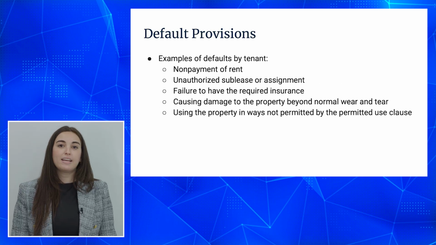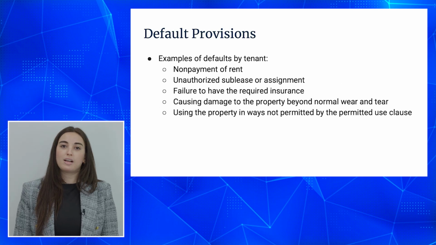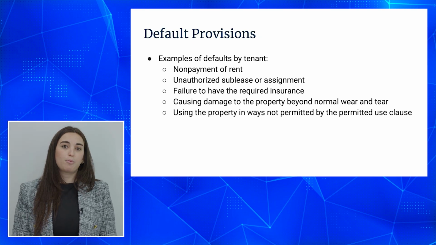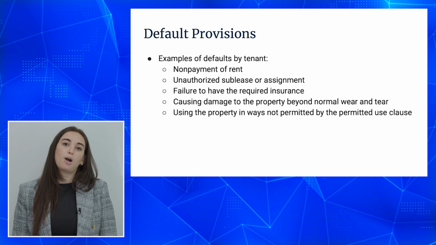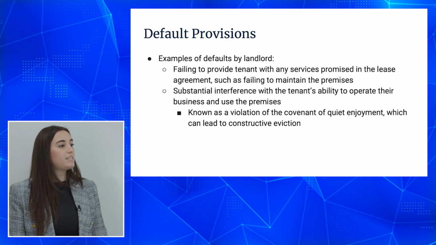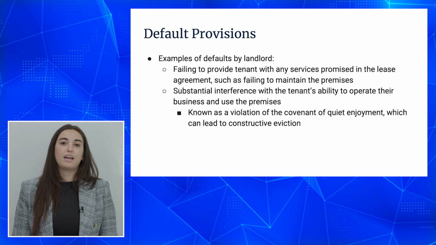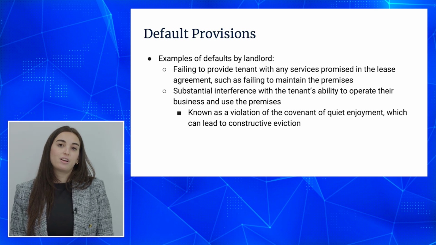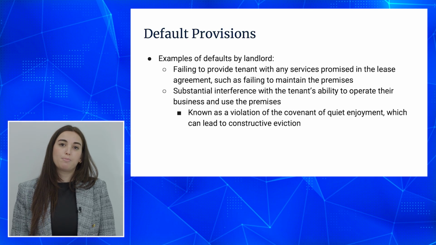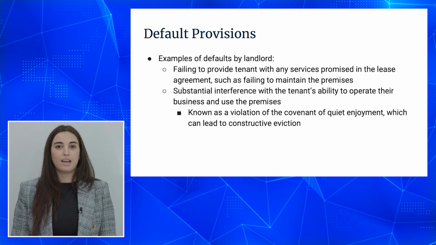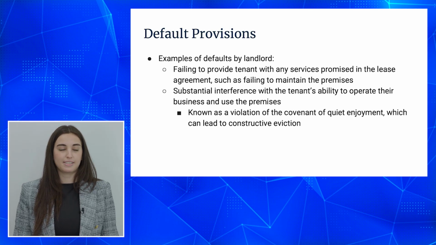Examples of defaults by tenant are non-payment of rent, an unauthorized sublease or assignment, failure to have the required insurance, causing damage to the property beyond normal wear and tear, or using the property in ways that are not authorized by the permitted use clause. And some examples of defaults by a landlord are failing to provide the tenant with services that it promised in the lease agreement, also substantial interference with the tenant's ability to operate their business and use the premises. This is known as a violation of the covenant of quiet enjoyment, which can lead to a claim for constructive eviction and ultimately a termination of the lease by the tenant.